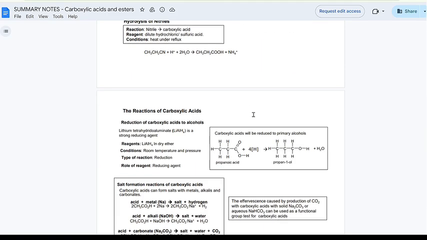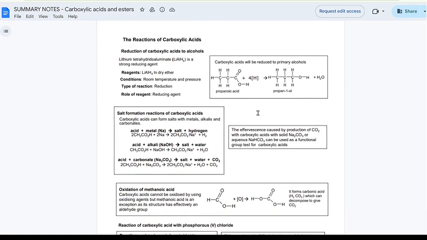Ammonium ions. Reactions of carboxylic acids, so reduction of carboxylic acids to alcohols. Lithium tetrahydroaluminate is a strong reducing agent. We know that. In dry ether, yep. It says right there, conditions, room temperature and pressure, type of reaction is a reduction, and the role of the reagent is a reducing agent, as expected. Carboxylic acid produces primary alcohols, and I'm guessing it'll say aldehydes, maybe, or not.